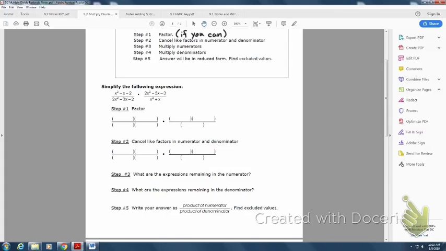So the numerator of that first one, since there is no leading coefficient, what factors of negative 2 add up to negative 1? Factors of negative 2. Negative 2 and positive 1.